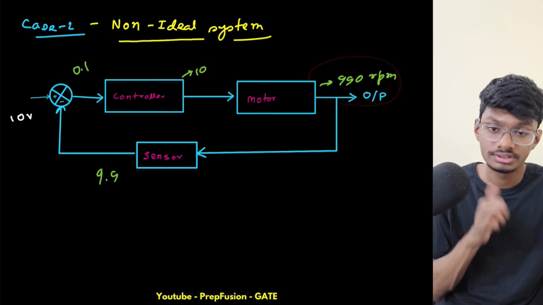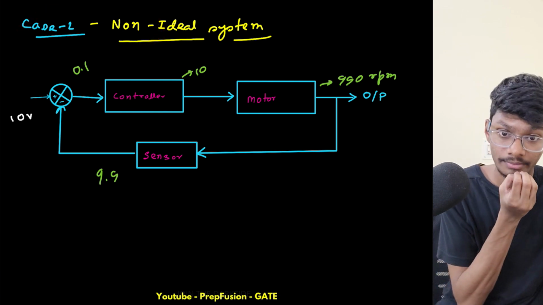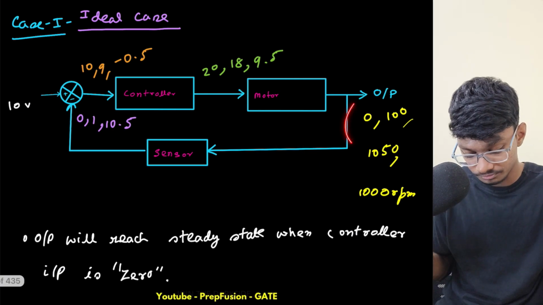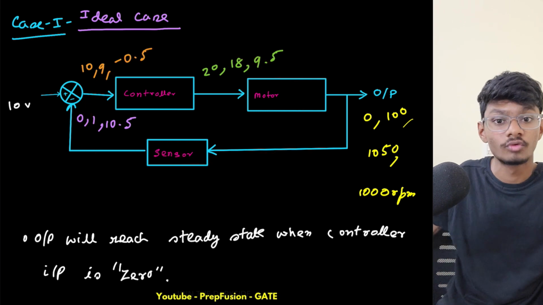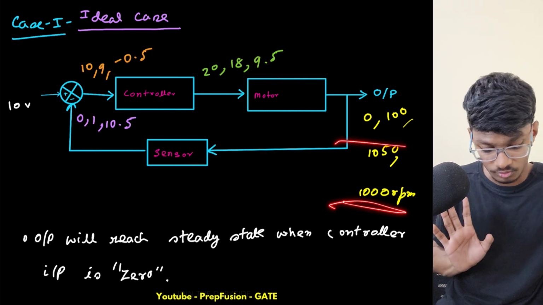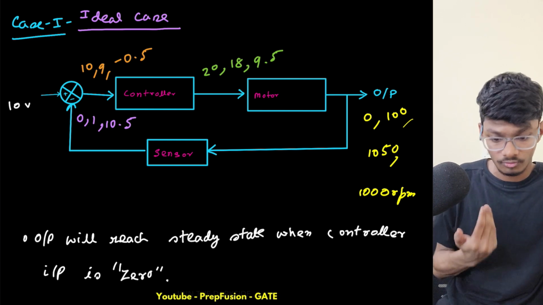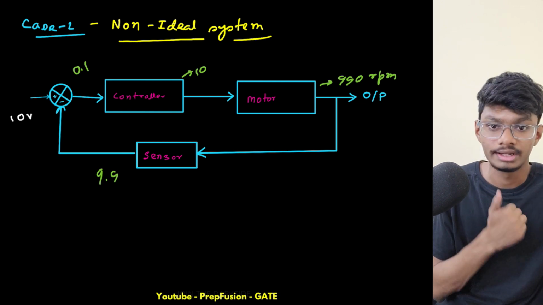What is this 990 called? This 990 is called the actual output. Practically, it is the actual output that I am getting from the system I am currently using. And this output was the reference output in case of an idle system. One year before, I used to get 1000 rpm in an idle system. Now, one year after, when I run the control system, I am getting 990 rpm.